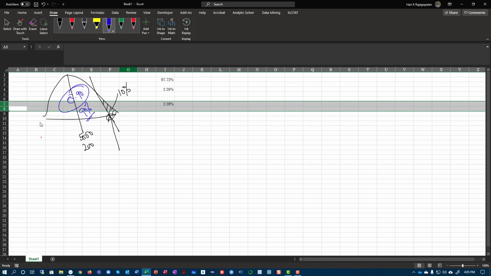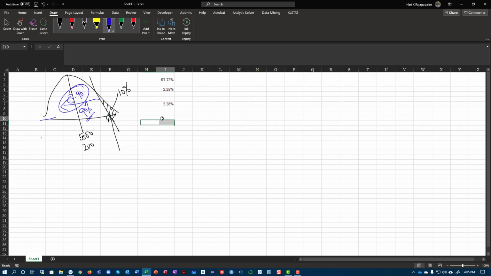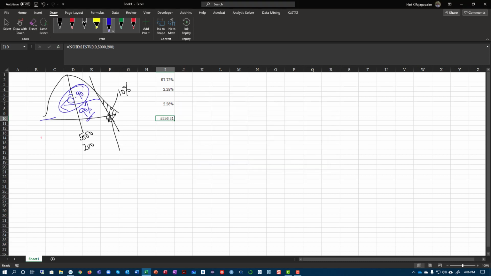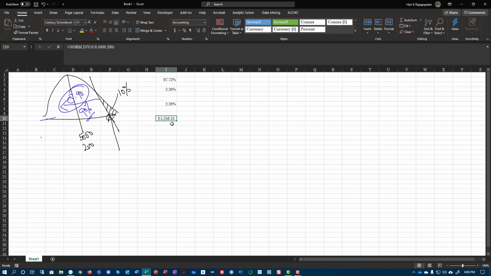Because Excel always takes the area to the left. So you're going to use norm.inv, and it's asking you for the probability. Do not put 10%, put 90%, right? 0.9. The mean is 5,000, and standard deviation is 200, and it will give you the salary you're going to get, 5,256.31. That corresponds to 90% of the values, and only 10% of the people get more than $5,256.31.